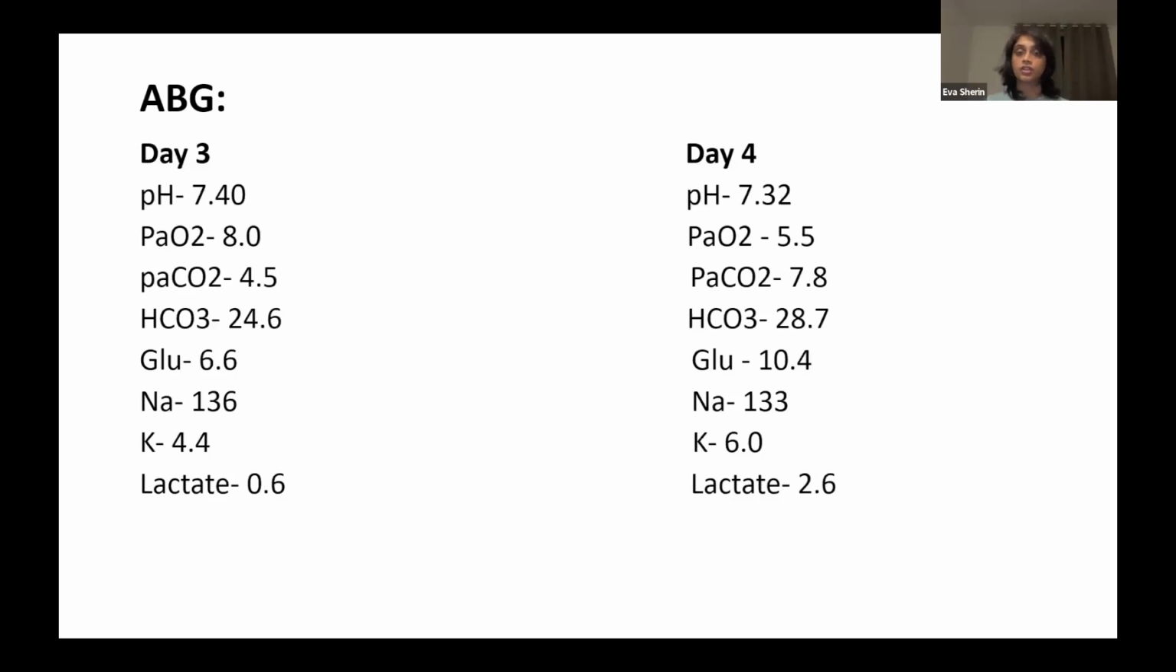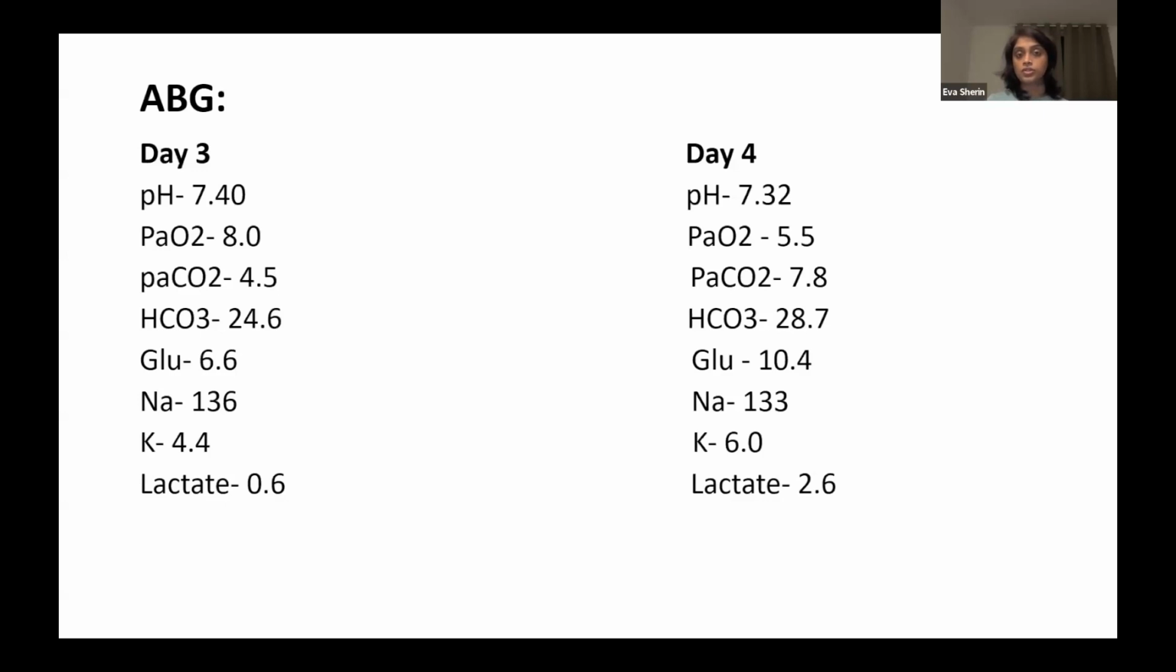He wasn't desaturating occasionally anymore. And when you do an ABG at that state, you see that the pH is 7.32, so he's developed acidosis at this point. The partial pressure of oxygen is 5.5, partial pressure of carbon dioxide is 7.8, bicarb has come up to 28.7, glucose has come up to 10.4, sodium is 133, potassium is also quite high, lactate is also quite high.